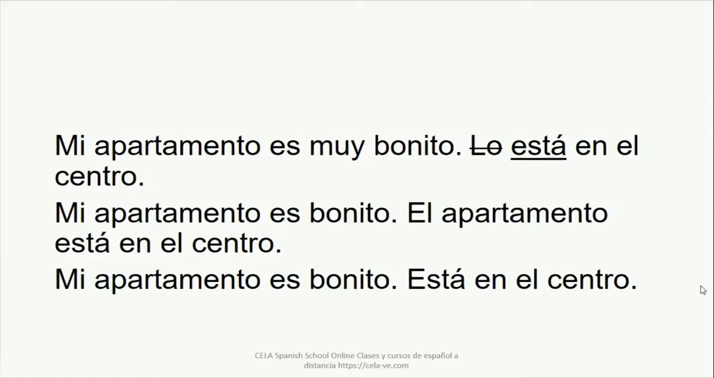Since this is impossible in English, we can't say in English, my apartment is very nice, is in the center. We look for something to put in and translate the word it from English with lo in Spanish. It only corresponds to lo if it is direct object in a sentence, like in I buy it. That would be yo lo compro. But the subject is compro and lo is direct object.